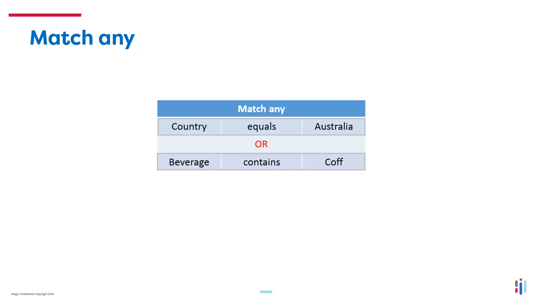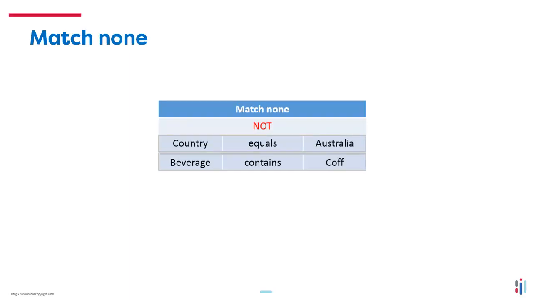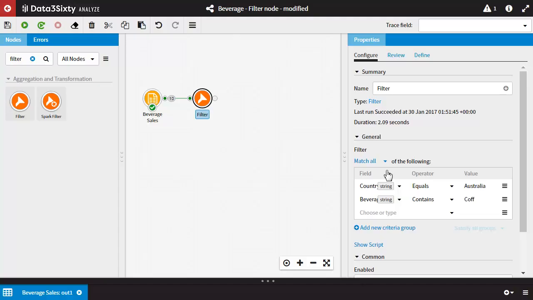Match any. Each condition can be satisfied individually to produce a result. In other words, the country field equals Australia or the beverage field can contain the value COFF. Match none. Output all rows where the country field does not equal Australia or the beverage field does not contain the value COFF. For this example, I will select Match All and then I will run the node.